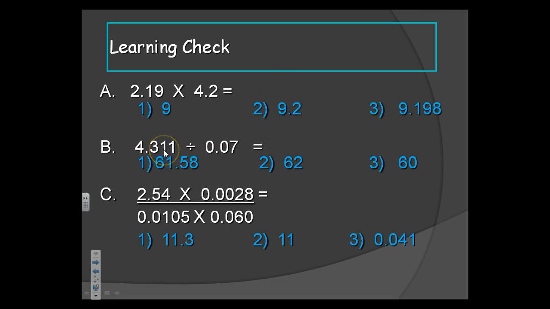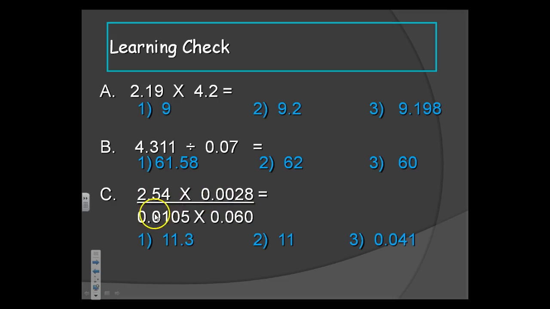Division uses the same rule. This number has 4 sig figs. This number only has 1 sig fig. So I need to round my answer so that it only has 1 sig fig, and that makes it this number right here. This trailing 0 is not significant because there is not a decimal place.